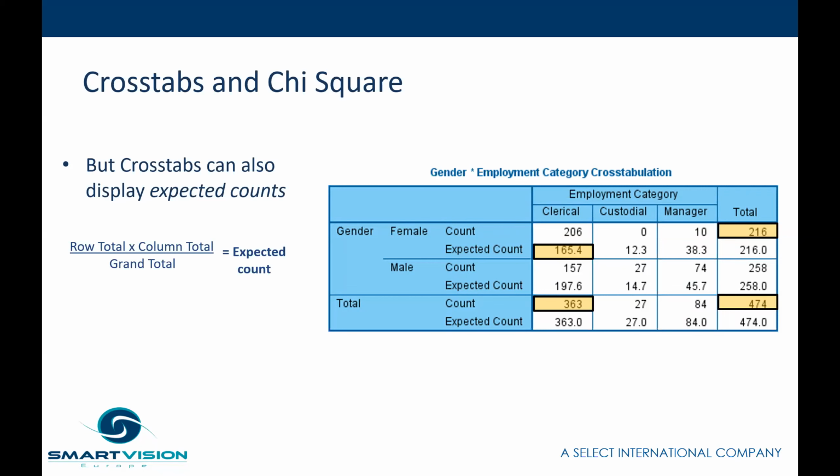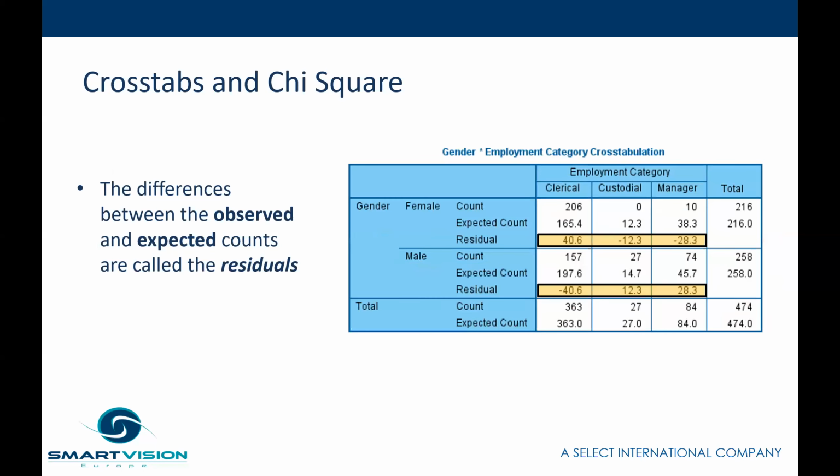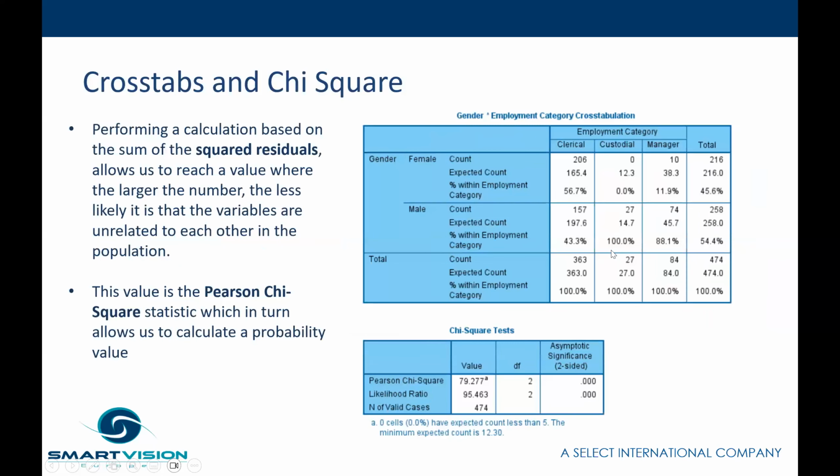So expected counts are really important because the difference between observed and expected counts, in this case 40.6 here, is called a residual. And if you think about it, if you get a crosstab with a load of quite large residual values, then you're seeing a lot of examples where you're not seeing the same frequency counts as one would expect if things were evenly distributed. Now, if I added up all these residual values, they'd come to 0, because it's 40.6 minus 40.6. So what we tend to do is square the values, and these are called squared residuals.